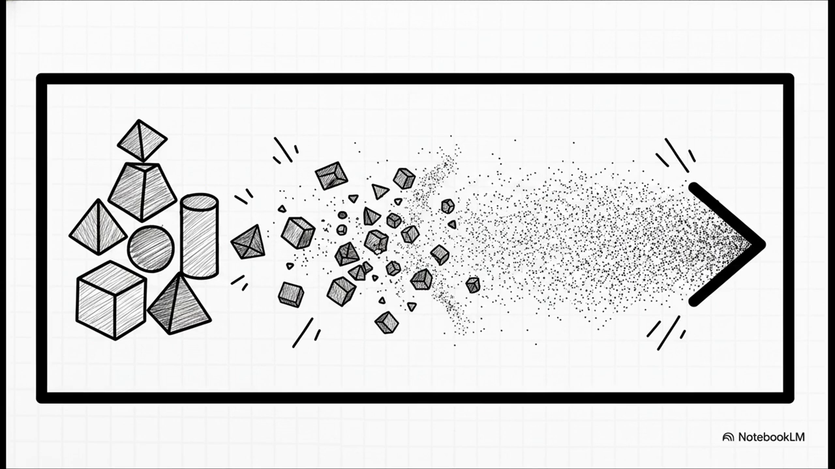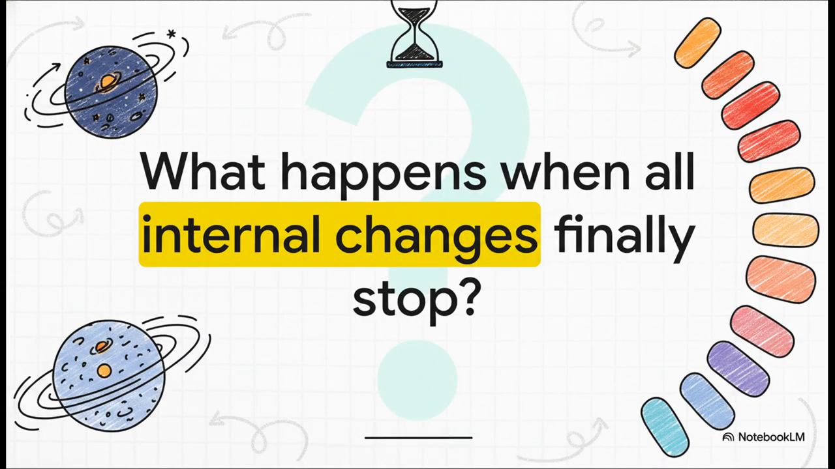Which leaves us with a truly chilling, awe-inspiring question. Our universe is, as far as we know, a closed, isolated system. If the laws of thermodynamics strictly dictate that the universe is constantly marching toward maximum entropy, what happens when all spontaneous internal changes finally just stop? What happens when all heat is perfectly evenly distributed, no more work can possibly be done, and maximum equilibrium is reached? It's an incredible realization about the ultimate thermodynamic fate of literally everything that exists.